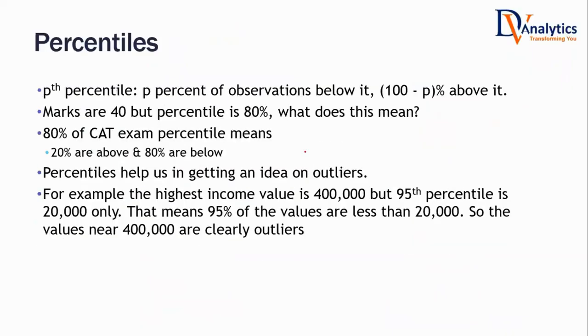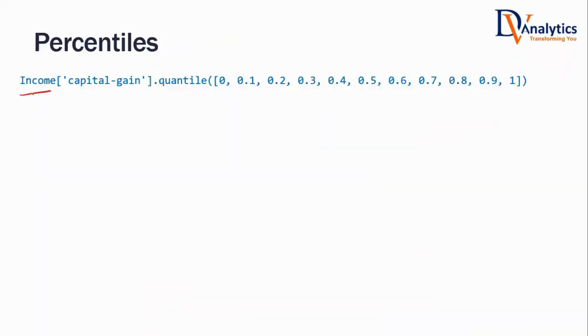So here, how do you calculate percentiles? You write the data frame name, you write the column name, call the function. What is the function name? Quantile. And then you mention the quantile as 0. 0 means 0 percentile. 0.1 means 10 percentile. 0.2 means 20 percentile. So whatever you mention here, that will be given to you.